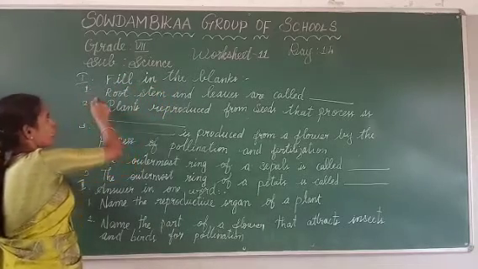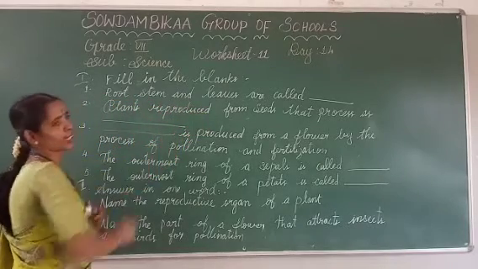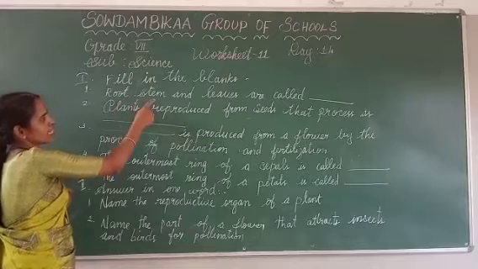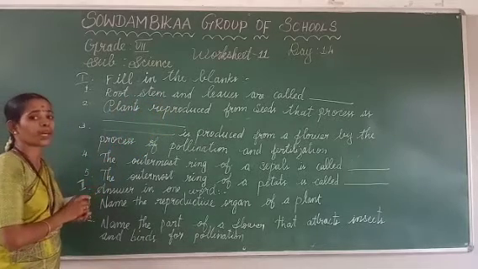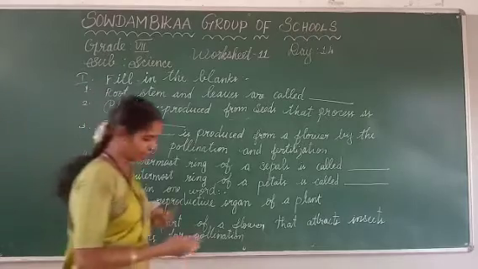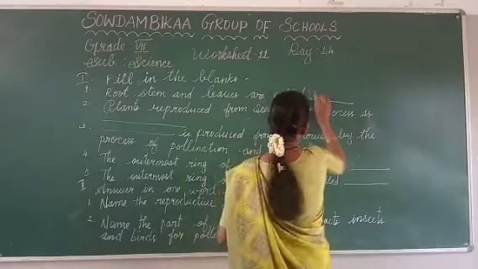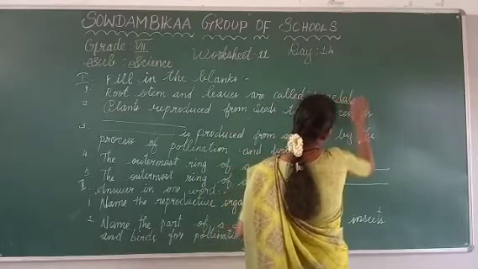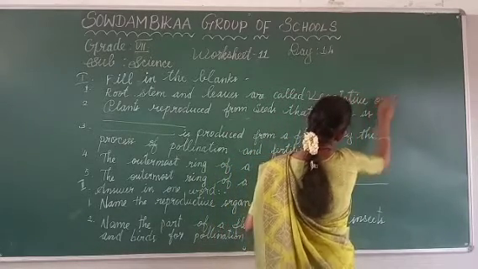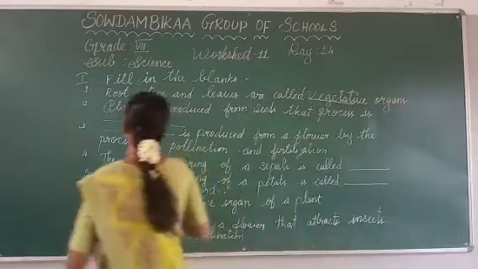In the first one, root, stem and leaves are called. Root, stem and leaves. In the parts of a plant, these parts are called what? Yes, very good. Vegetative organs. These are vegetative organs.